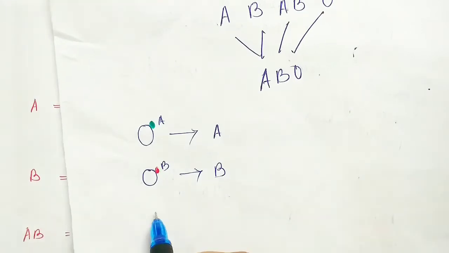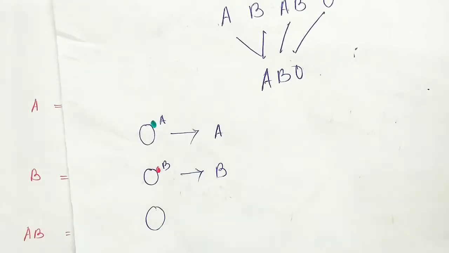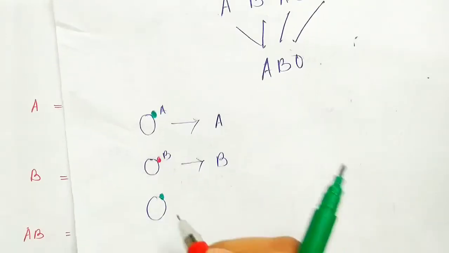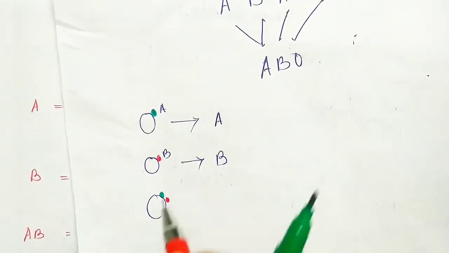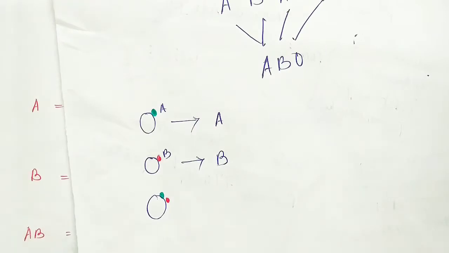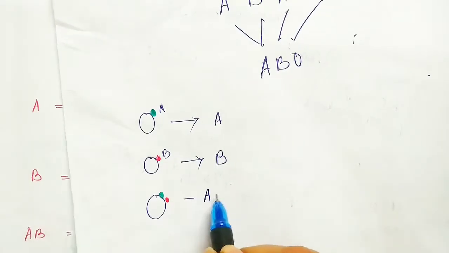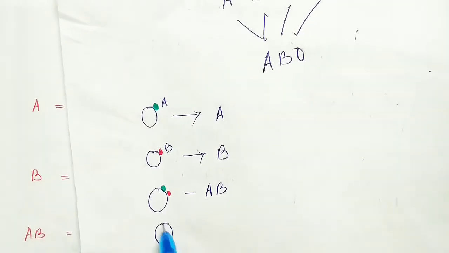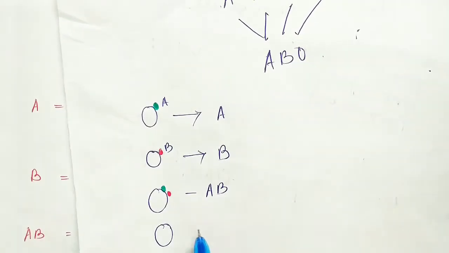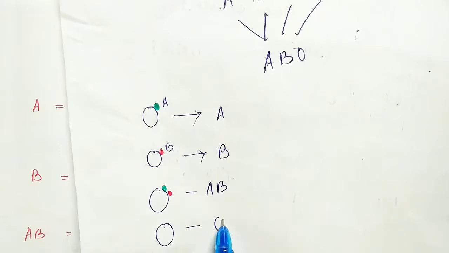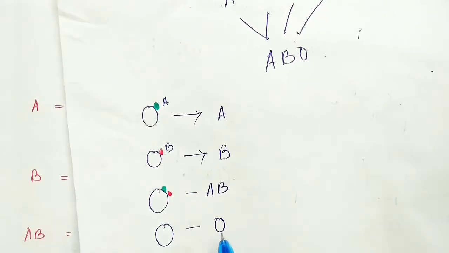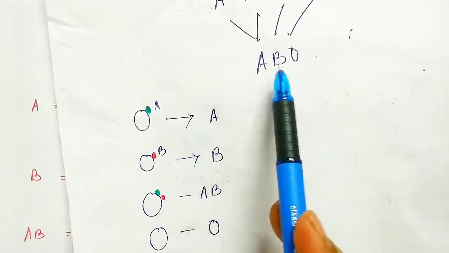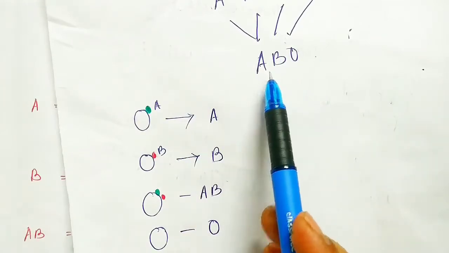Next, another RBC, and here both antigens are present. This is A antigen and this is B antigen. So this blood group will be named AB blood group. Again another RBC where no antigen is present. This type of blood group will be called O blood group. So these four types of blood group are found under ABO grouping.